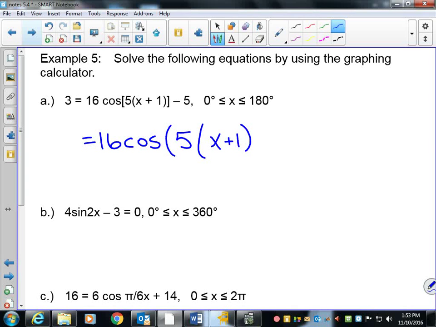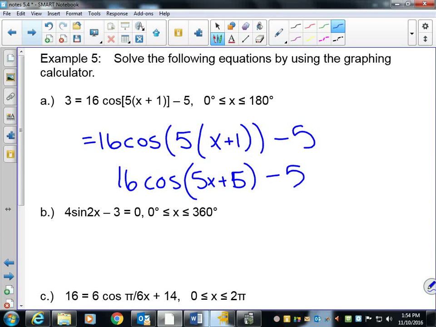X plus 1, end bracket, minus 5. The other way you could enter it into your calculator is 16 cos 5x plus 5 minus 5. It's just the distributing. I prefer that you do this all the time, and then you make another line at 3, and you solve for the answer. I think you could put those in and find the intersect points using second intersect.